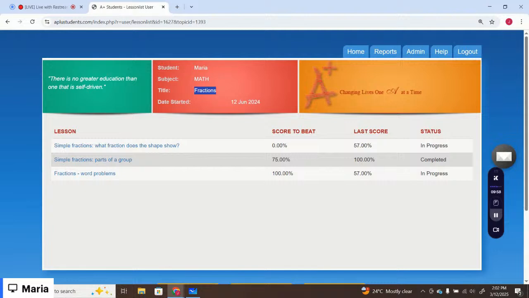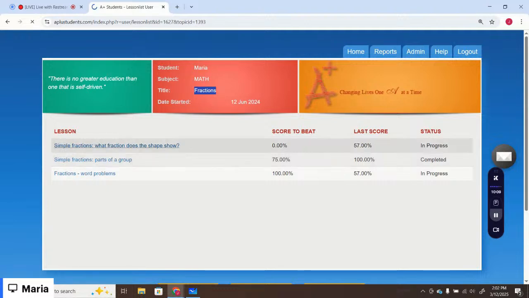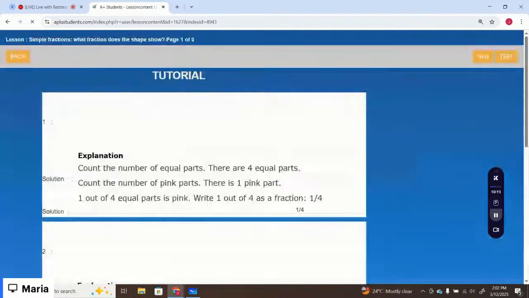Grade one math. The chapter we're on right now is fractions. Let's just start with the first lesson, that is simple fractions. What fraction does the shape show? Let's just start with the lesson.